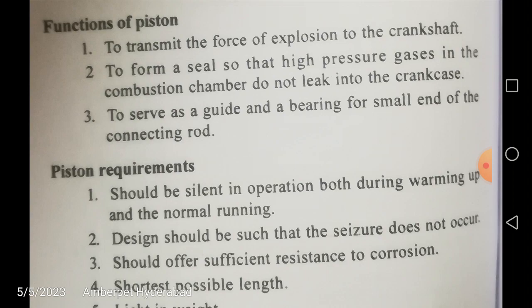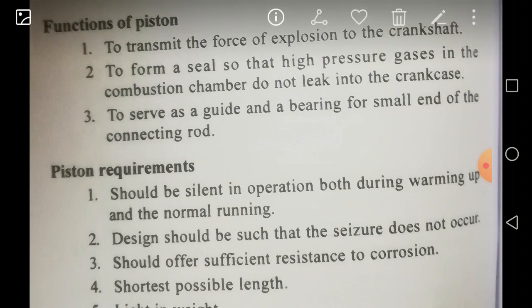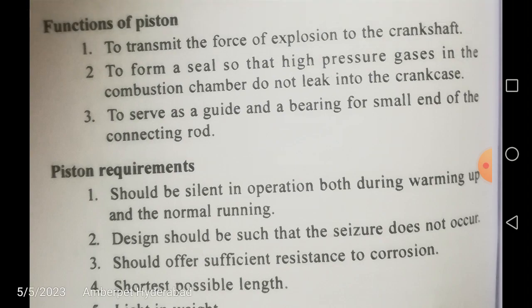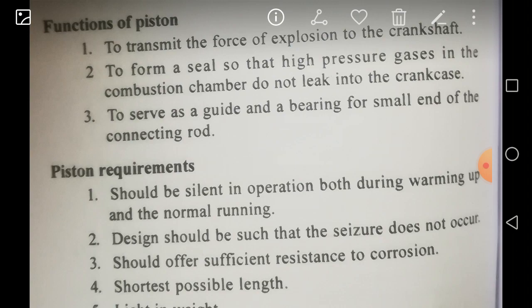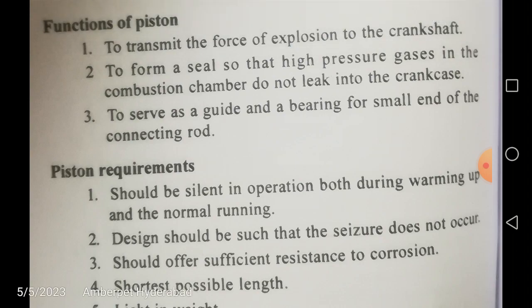Number 2, to form a seal so that high pressure gases in the combustion chamber do not leak into the crankcase, and there should be a perfect sealing between the piston and the cylinder walls. Third one, to serve as a guide and bearing for the small end of the connecting rod. We know that the connecting rod end joined to the piston is known as the small end, and the connecting rod end joined to the crank is known as the big end. So it also serves as a guide and bearing for the small end of the connecting rod. This is the third function, right?